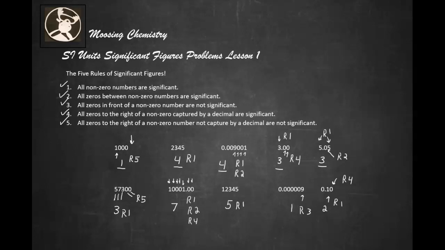So in this case, we have 3 sig figs. In this case, we have 7 sig figs. In this case, we have 5 sig figs. In this case, we have 1 sig fig. In this case, we have 2 sig figs.